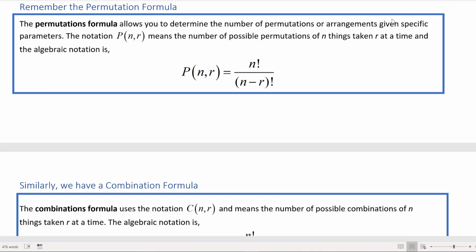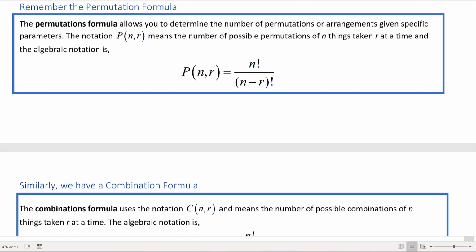Now, before we get to the combination formula, I want you to remember the permutation formula because they're very similar. The permutation formula allows you to determine the number of permutations or arrangements given specific parameters. The notation P of n choose r means the number of possible permutations of n things taken r at a time, and the algebraic notation is P of n choose r equals n factorial divided by n minus r factorial.